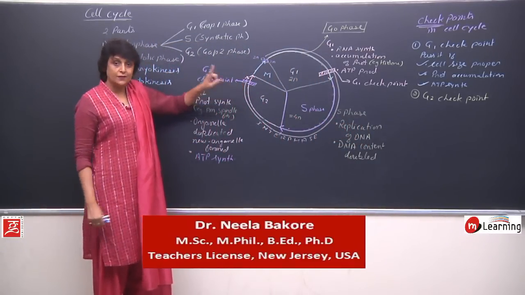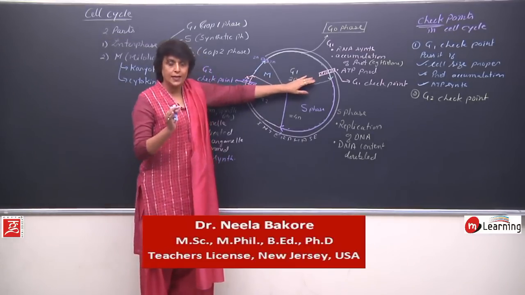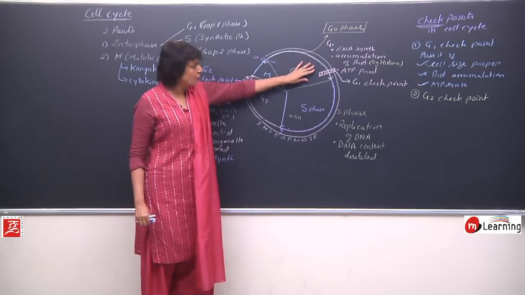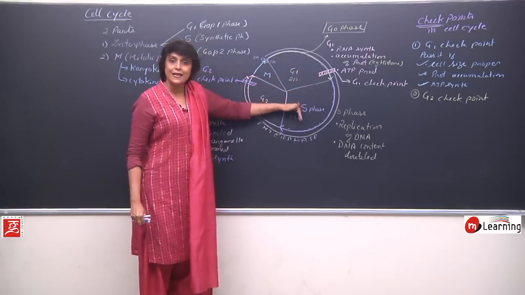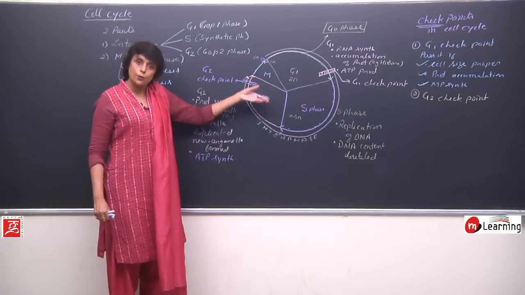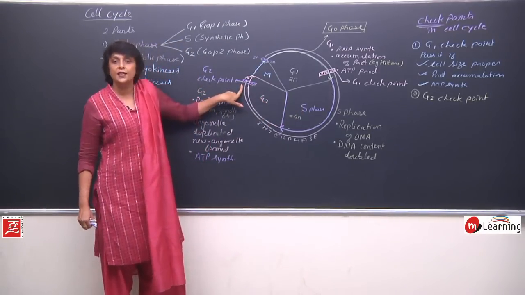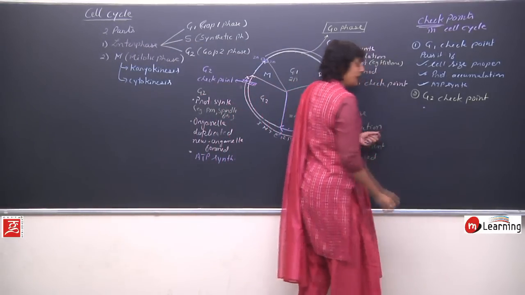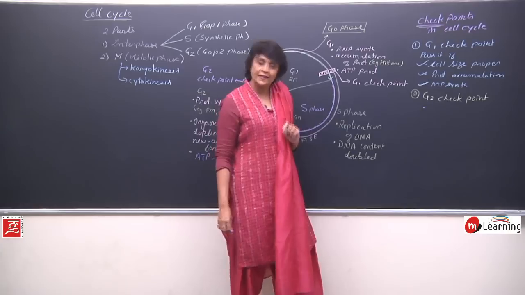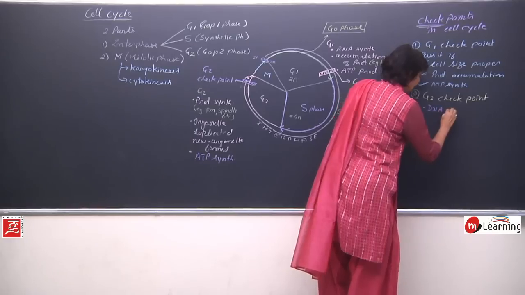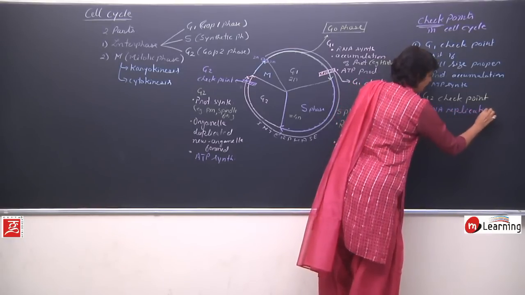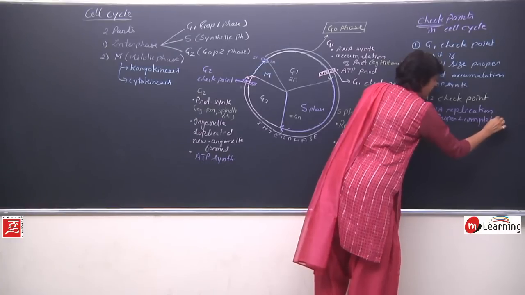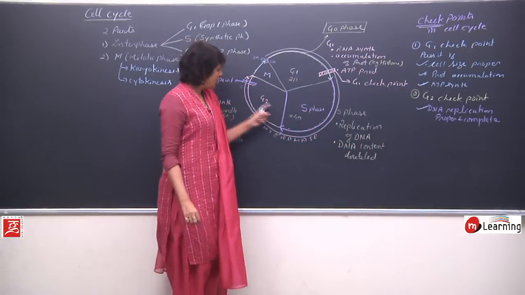What is to be checked here? Up till now, what has happened after the first checkpoint? First checkpoint crossed, that means everything is done. Cell size is proper, protein accumulation is proper, ATP accumulation is also proper, cell comes into S phase, DNA replication takes place, it comes into G2, more protein synthesized, everything done. What is being checked here? At the G2 checkpoint, the point which is checked is: is DNA replication proper and complete? If yes, then this checkpoint can be crossed.